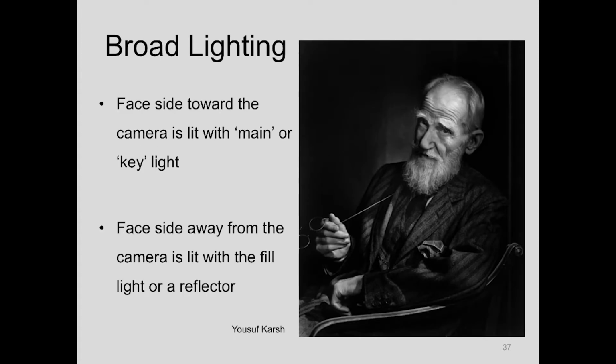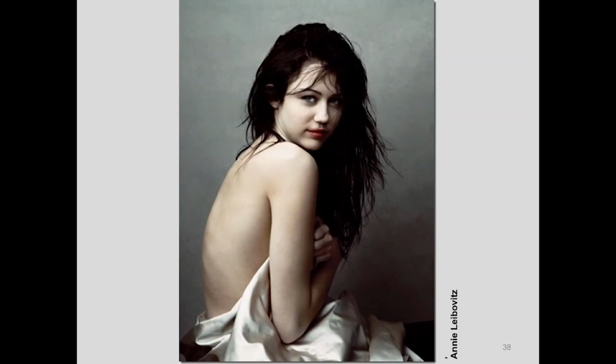With broad lighting, the main or key light fills the side of the face towards the camera, so the strongest light is hitting the face closest to the camera. This means, of course, that the side of the face away from the camera falls into shadow. Broad lighting helps to make a thinner face appear more substantial or rounder. In this Annie Leibovitz image, Rembrandt lighting pattern is employed, but with a broad lighting style.